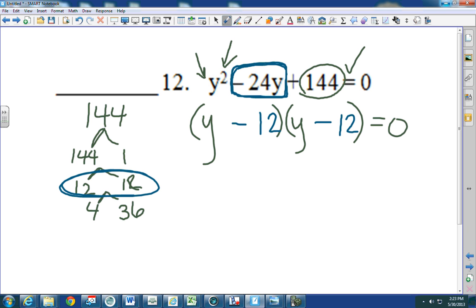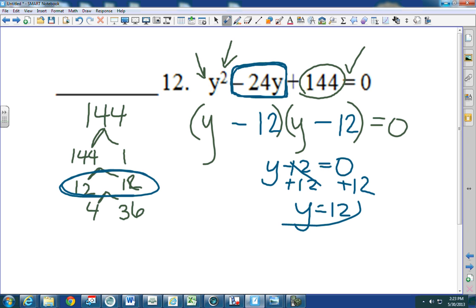So this is y minus 12 times y minus 12. Then you take each one, and they're actually identical. You take each one and you set it equal to 0. You solve for y, and we realize that y equals 12. That is the number that, when you plug it back in, and you can always check, 12 squared minus 24 times 12 plus 144 will equal 0.